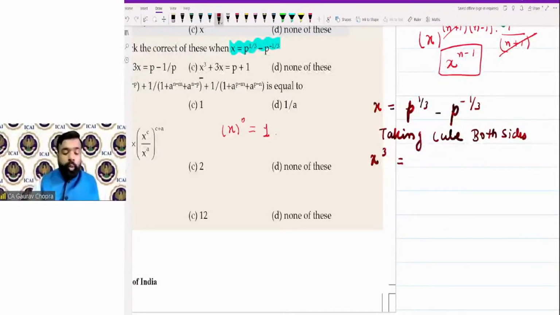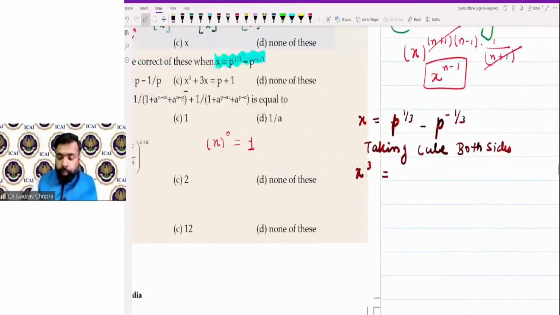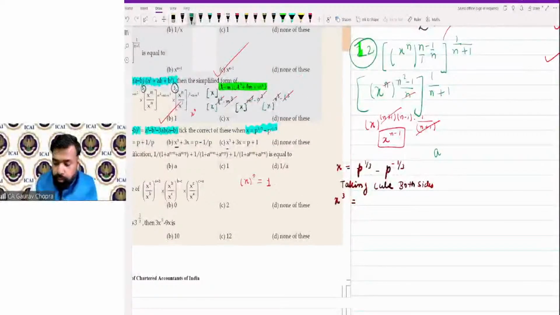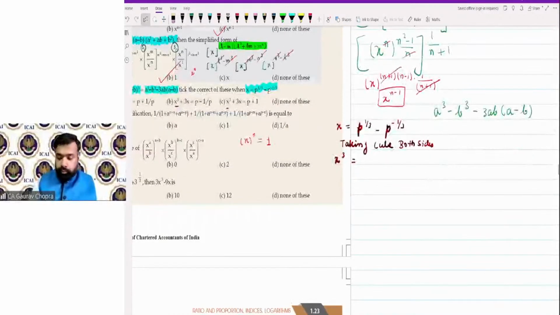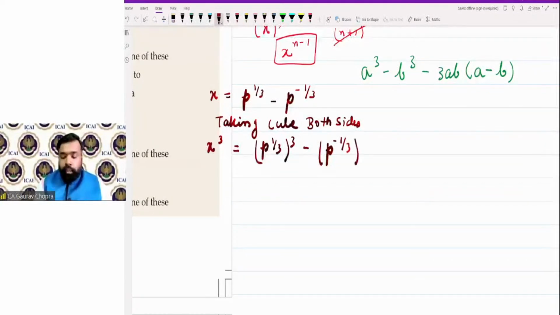So a minus b whole cube. What is the property? It is a cube minus b cube minus 3ab into a minus b. Let's write the property here. This is the property. So what is a cube? It is p to the power of 1 by 3 whole cube minus p to the power of minus 1 by 3 whole cube, minus 3 times p to the power of 1 by 3, p to the power of minus 1 by 3, and then a minus b.